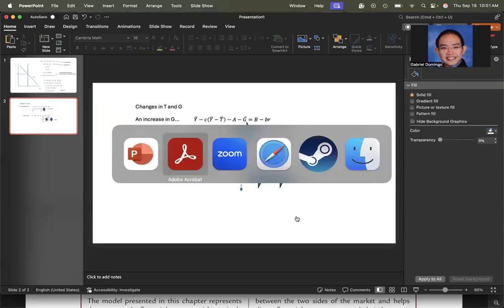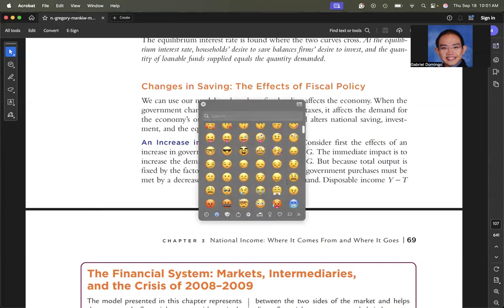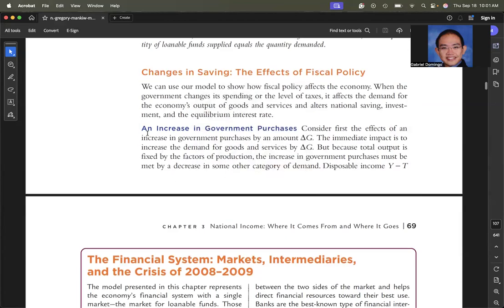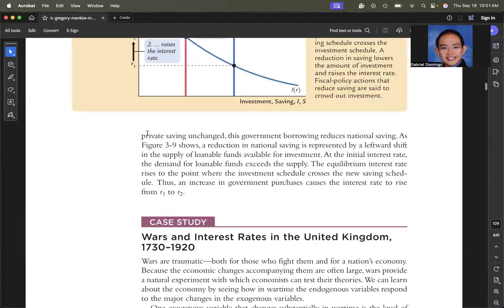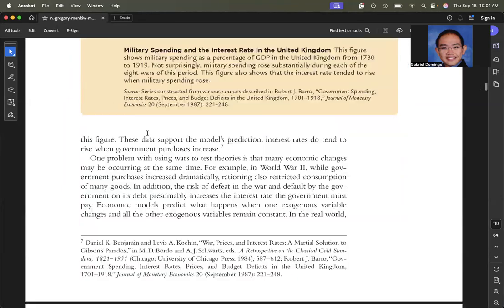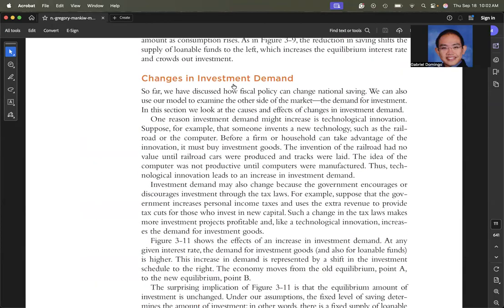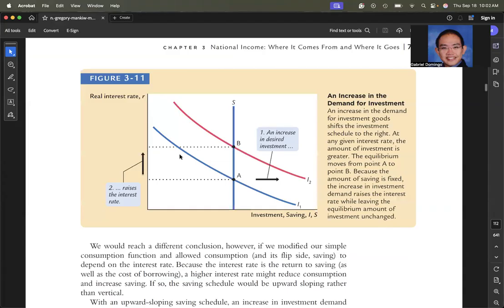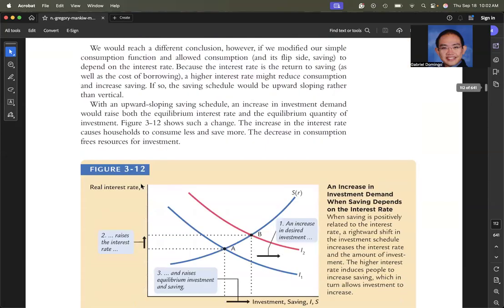Okay, so I will point you to other examples. Here's an increase in government purchases, and here are pictures of changes in investment demand. Changes in investment demand will naturally shift the investment curve here, which will then change your interest rate. Okay. In this market for loanable funds, or similarly, you can also call this the market for goods and services, because it's about the equality between output, Y, and expenditure, C plus I plus G.